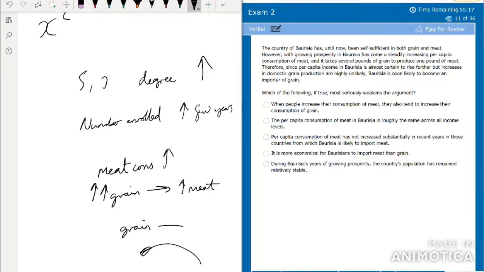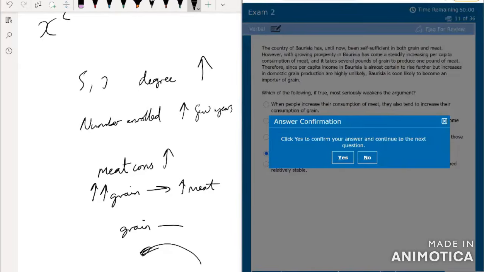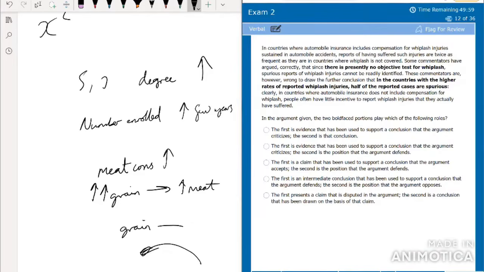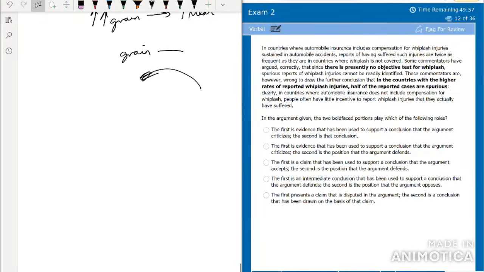Okay, so they import grain. So the issue with that is, well, they're saying that meat is going to go up, and so they'll import grain to create meat. But why wouldn't they just import meat? There we go. Exactly that. Okay, in the argument given, the two bold-faced portions play which of the following roles? Okay.